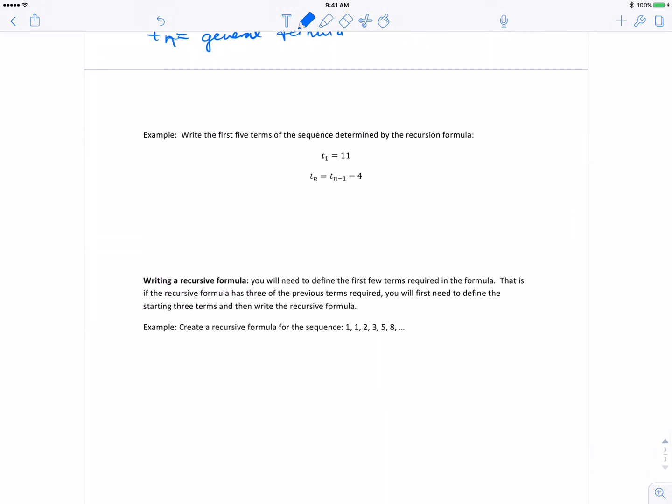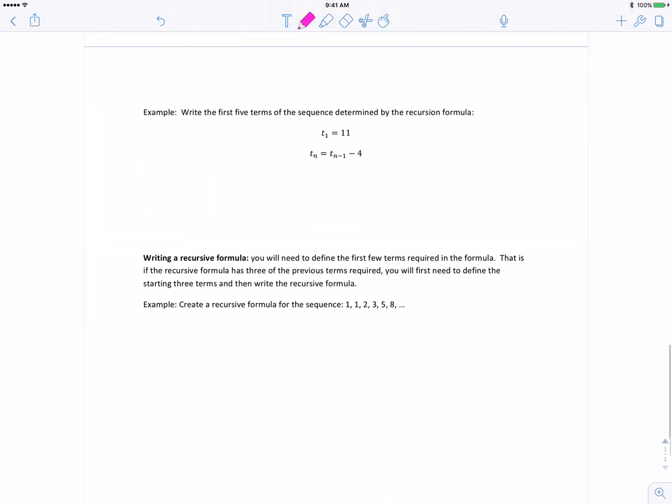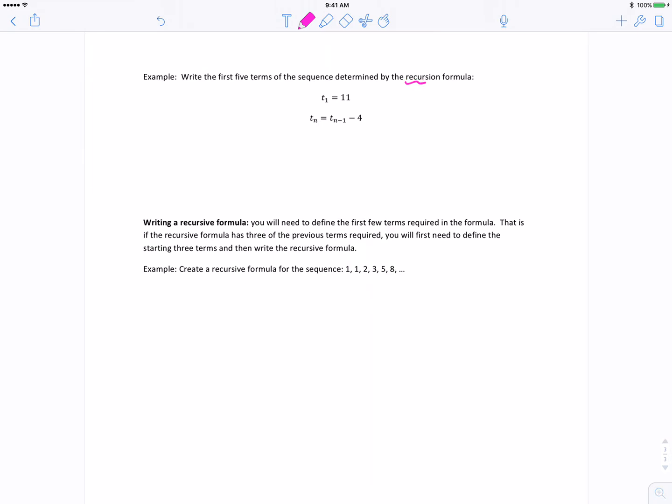So here's our first example for recursive formulas. Write the first 5 terms of the sequence in the recursive formula. So you'll see here it says the first term is 11. Automatically I know that's good, and this gives me my general formula. So first 5 terms, obviously I have the first term. I'm going to look at the second term. T2 is equal to T1 minus 4. 11 minus 4, which gives me 7.